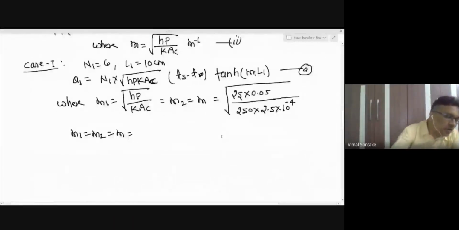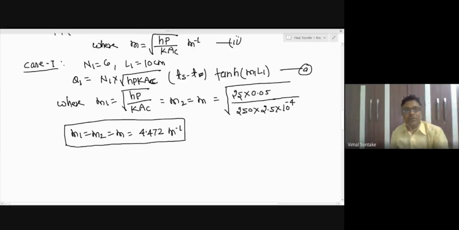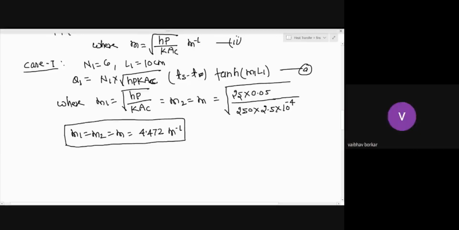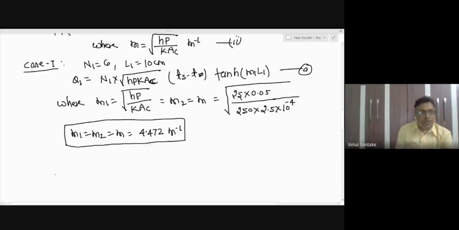So what will be the value of this m? Can someone tell me? Please someone tell me this value. I could calculate this value as 4.472 per meter. Is it the correct value? Yes, sir. Okay. So now we can calculate Q1.